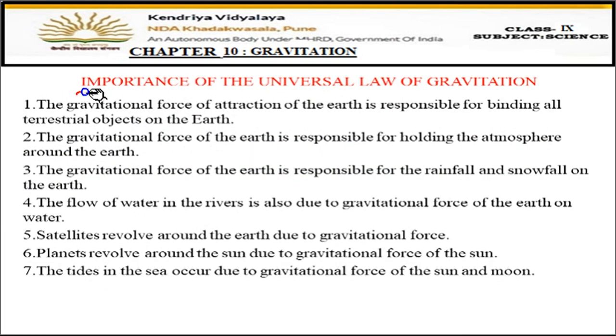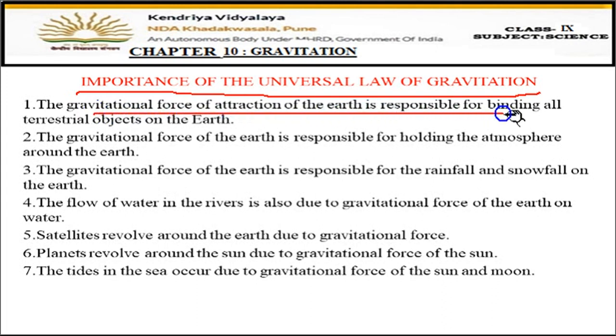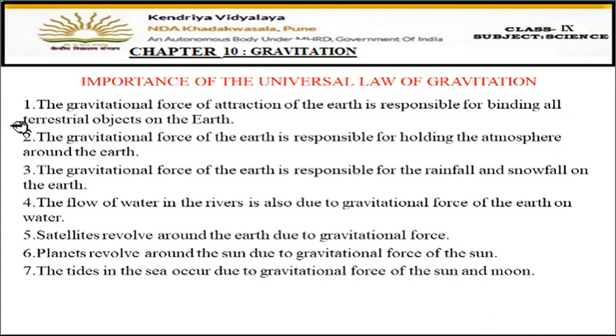Okay, now the importance of the universal law of gravitation. The law we have studied is F is equal to G m1 m2 upon r squared. So what is the importance of this universal law of gravitation? The gravitational force of attraction of the earth is responsible for binding all the terrestrial objects on the earth. By using this law we can find the value of F, and that gravitational force is very important because it is responsible for binding all the objects. All the objects present on earth are bound together with the help of this gravitational force. If there is no gravitational force, they will all fly into space. So this is the first importance, that this gravitational force binds all the terrestrial objects.